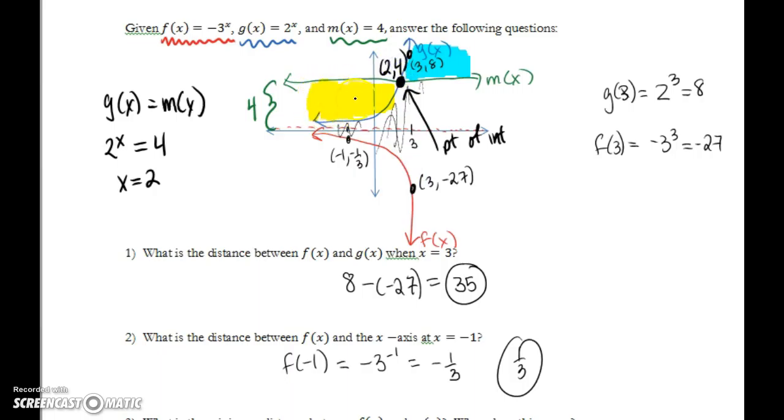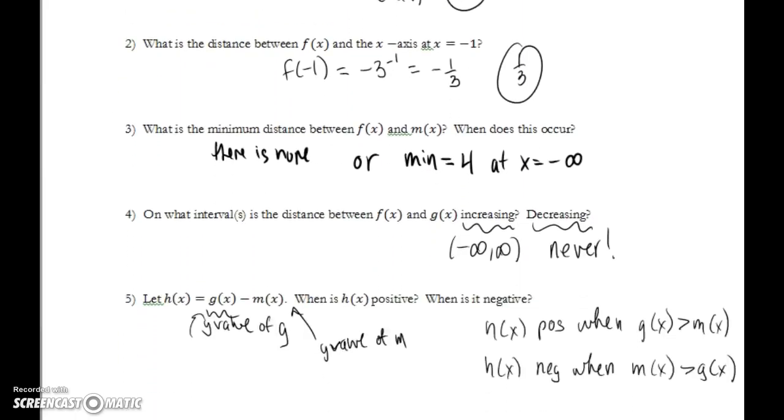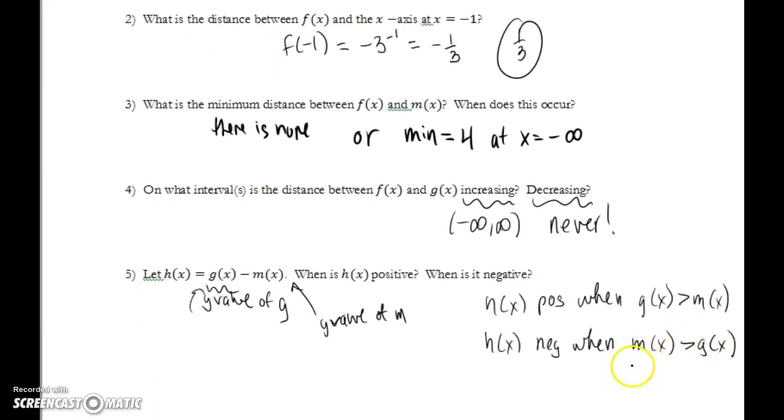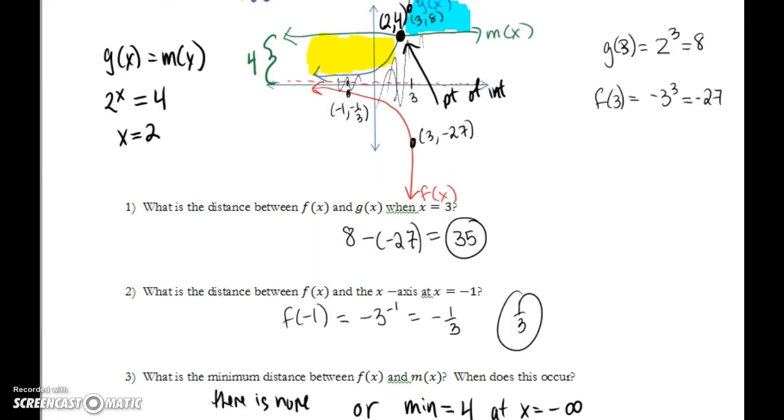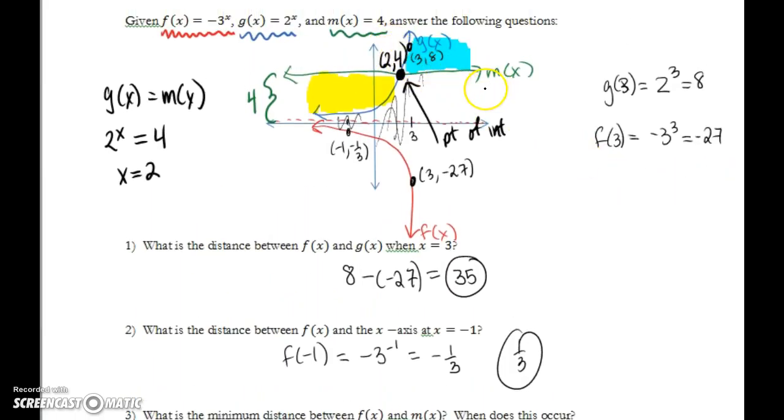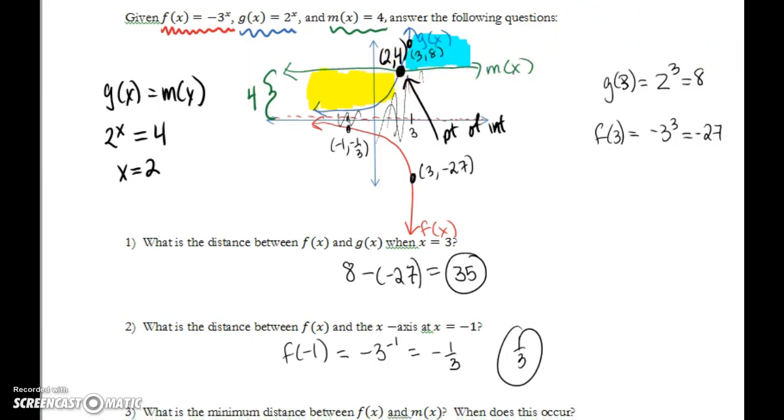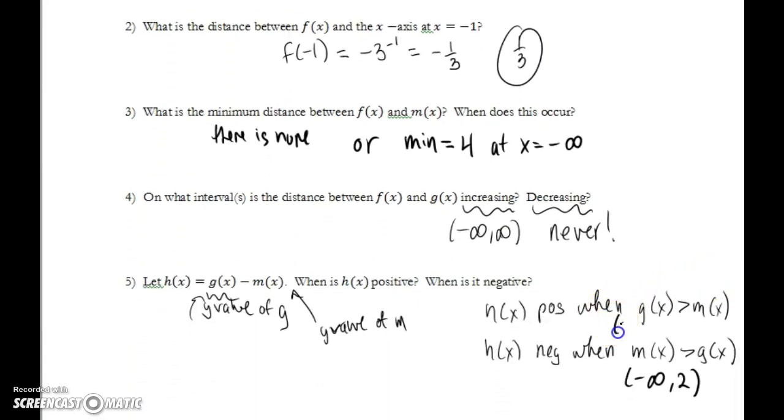So let's look at the yellow region. In the yellow region, m of x is bigger. And m of x is bigger all the way from negative infinity to the x value of 2. So let's go back down here. When is m of x bigger? From negative infinity to 2. And when is g of x bigger? G of x is bigger when it's higher than m of x. That's in the blue region, and that's from the x value of 2 to infinity. So this is from 2 to infinity.